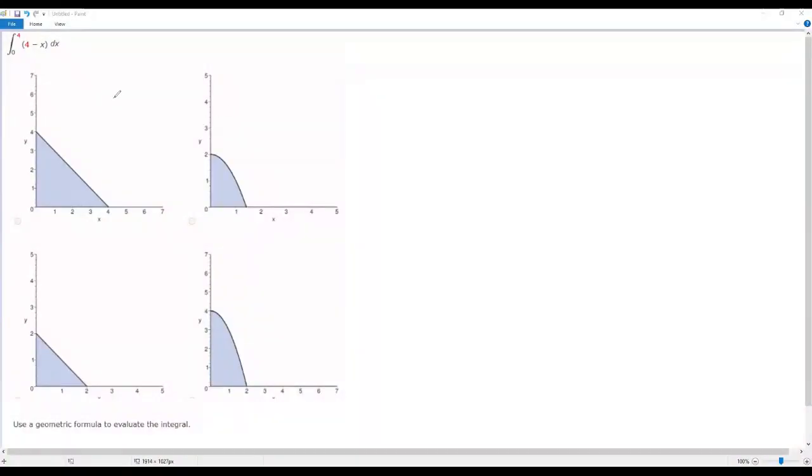Here we have an AP Calculus AB problem. There is a definite integral given over here, that is the integral from 0 to 4 of negative x dx. So this function is being integrated with respect to x from x equals 0 to 4.